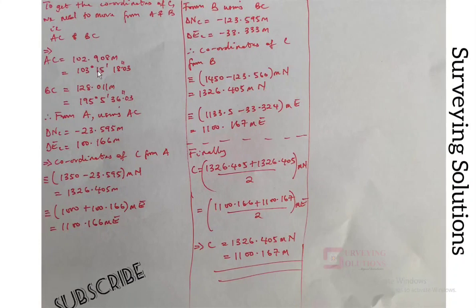So the first thing is your distance, which is 102.908, right? Comma, the bearing of what? 103 degrees, 18 minutes, 18.03 seconds, right? So if you add that on your calculator, you should be able to arrive at a delta northing of what?